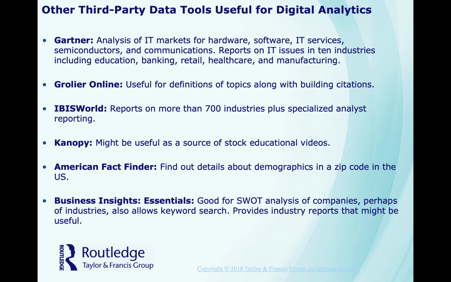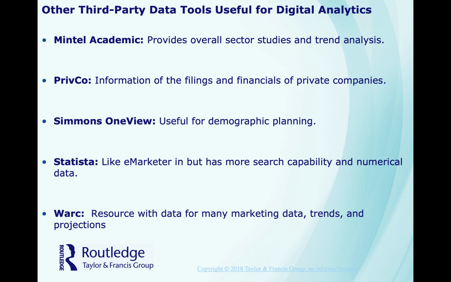Kanopy might be useful as a source for stock educational videos. American FactFinder finds details about demographics in a zip code. And then Business Insights: Essentials. This is good for SWOT analysis for companies and perhaps industries. And it also allows keyword search. It provides industry reports that may be useful.